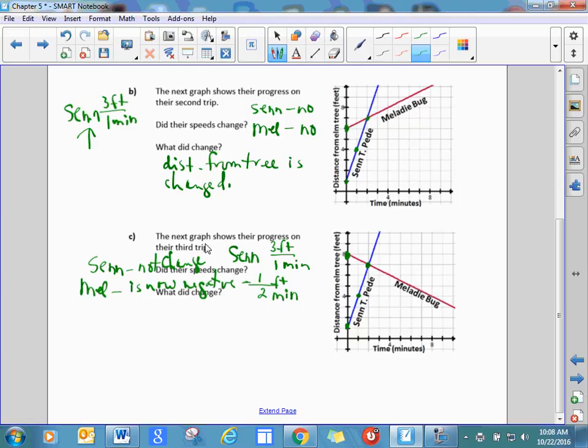And what else did change? Well, Milady is moving back toward the tree. So Centipede is still moving away from the tree, his distance from the tree increasing, and Milady's distance from the tree is going down. So Centipede is moving away from the tree. That didn't change, but Milady is moving toward the tree. So that's kind of the story that this page tells.